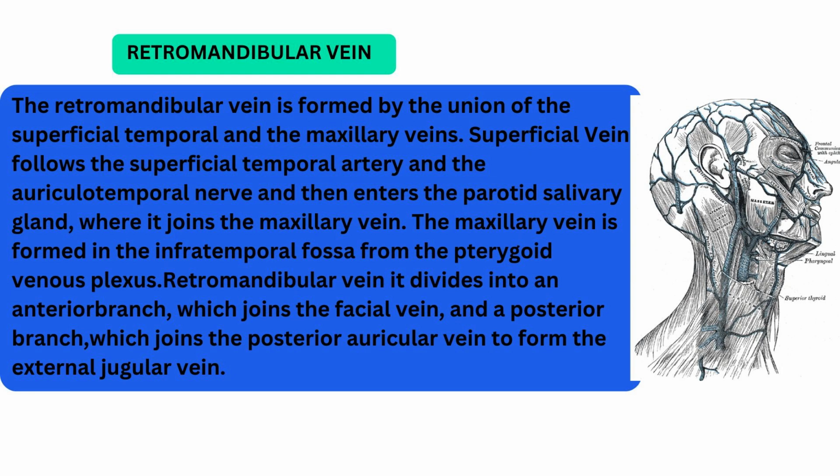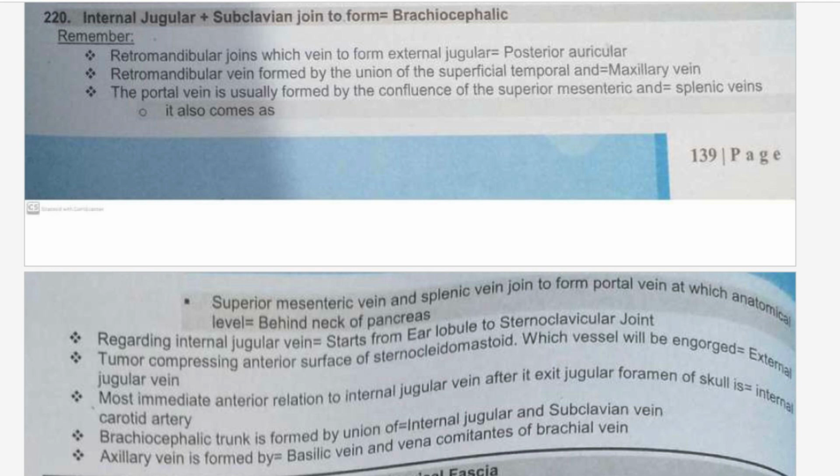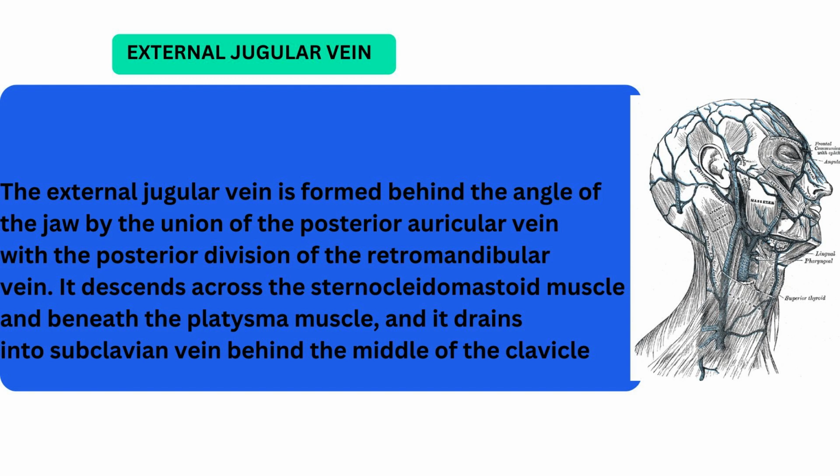Retromandibular vein has two divisions, the anterior branch and the posterior branch. The anterior branch joins the facial vein, whereas the posterior branch joins the posterior auricular vein to form the external jugular vein. Retromandibular joins which vein to form the external jugular vein? That is the posterior auricular vein, and retromandibular vein is formed by the union of the superficial temporal and maxillary vein. External jugular vein is formed by the union of posterior auricular vein and the posterior division of the retromandibular vein.